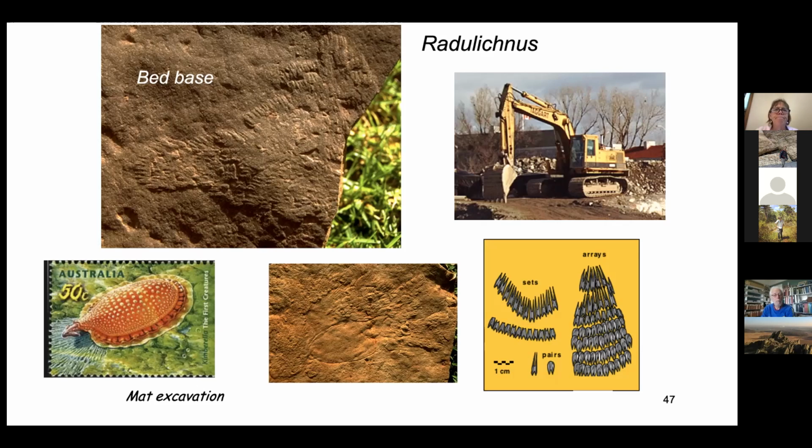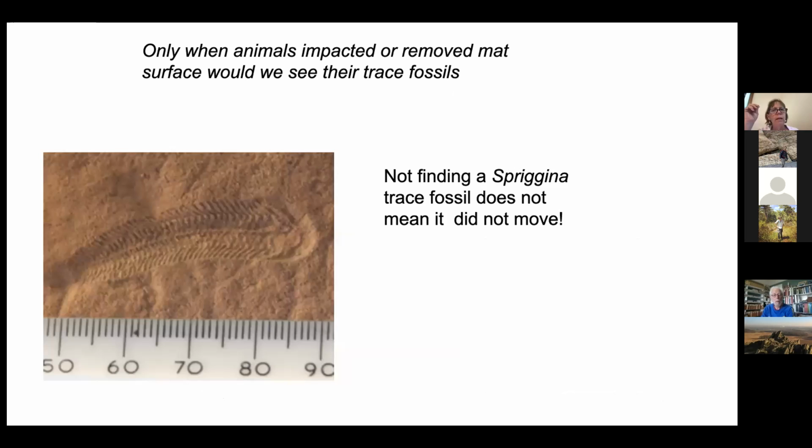So one of the things to think about is that the only time that we see evidence of mobility, the only time we see trace fossils, is when the mat is really sort of excavated and moved. Remember, this mat's going to grow in quickly and it'll have variable consistency. So not finding a trace fossil, for example, not finding a Spragina trace fossil, this is Spragina here, does not mean it didn't move. It only means that if it did move, it didn't impact the mat.